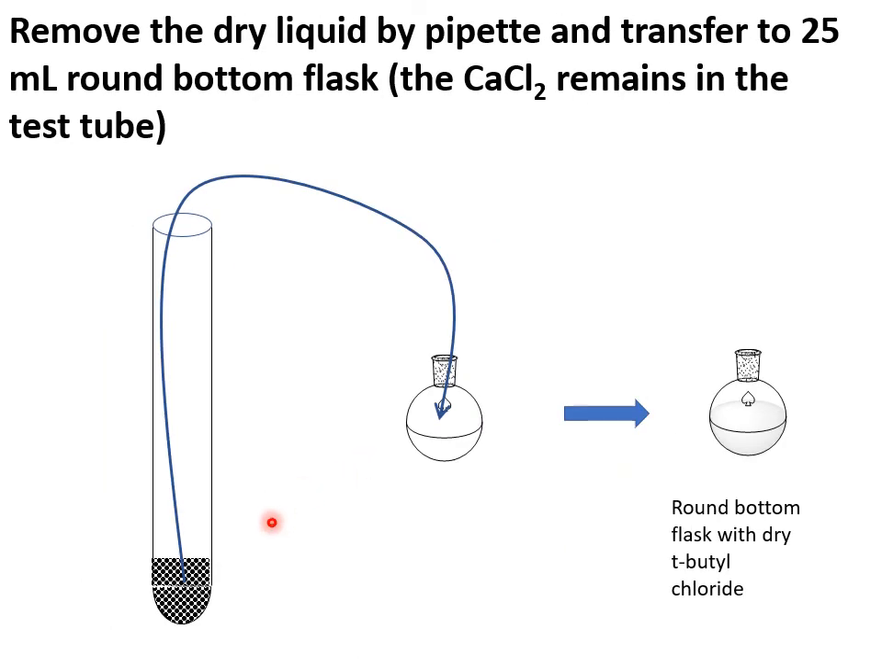So the next step is to transfer your organic product into a round bottom flask. You want to be careful here. You don't want to pick up any of the calcium chloride. You just want your organic product. So you use your pipette, transfer it, and you have this round bottom flask with your product in it. And the next step is a distillation.